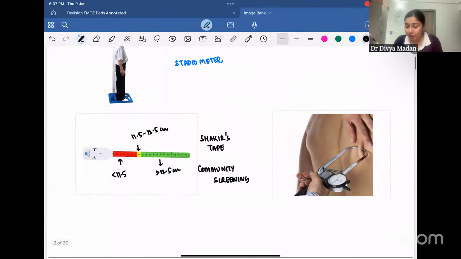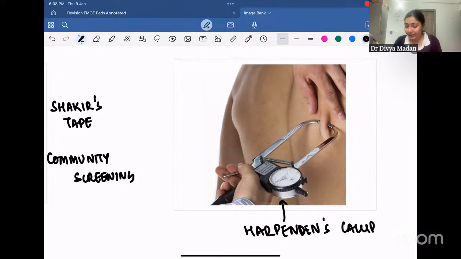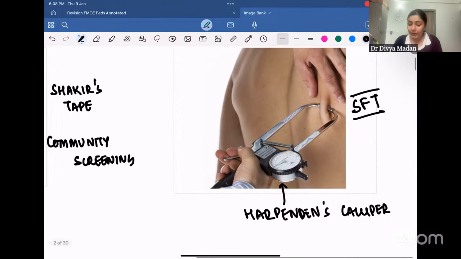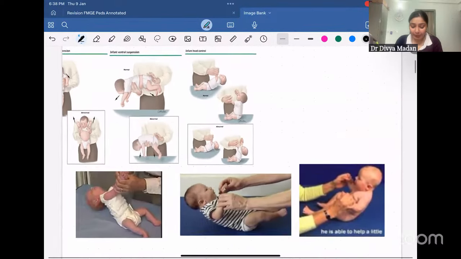Another age independent parameter is this. What is this device? This device is called Harpenden's caliper, and by this we measure the skin fold thickness. Yet another age independent parameter, and the most common site that we use is this site only, that is your scapula. Apart from that, triceps could also be used. Okay. So now moving down to the development aspect.